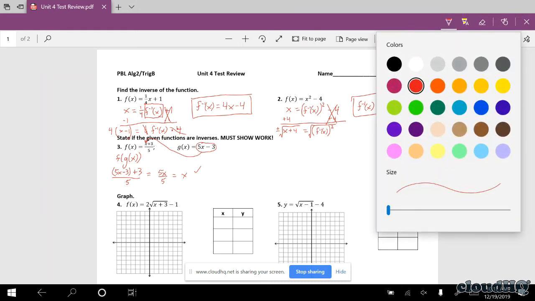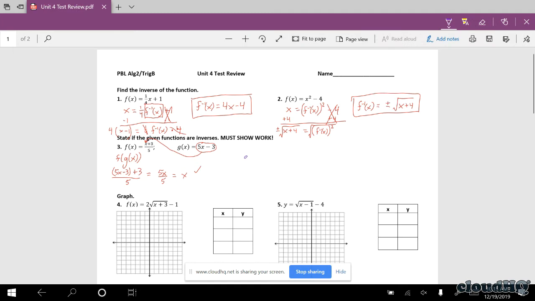I'm going to switch colors for the other way. So now I plug the f into the g. So instead of 5 times x, it's going to say 5 times that fraction minus 3. Well, don't distribute that 5. The 5's cancel. You're multiplying by 5 and dividing by 5 at the same time. They cancel each other out. So now you're left with x plus 3 minus 3. Well, plus 3 minus 3 cancels out. You get x. Check, that worked as well. So I verified that they were inverses.